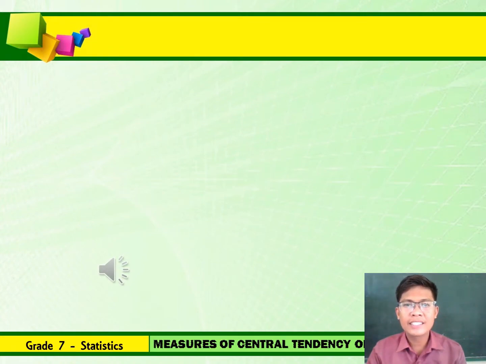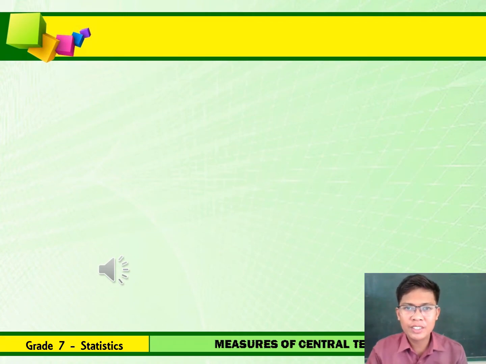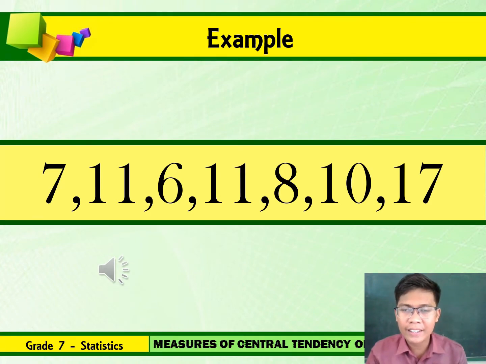Okay, class, is the median clear to you? Very good. Since it is clear, let's proceed to the mode. Let's take again the example for our first given set of data, which are 7 stacks of coins. So you have 7, 11, 6, 11, 8, 10, and 17. Now class, if I say that the mode here is 11, why do you think it is the mode?